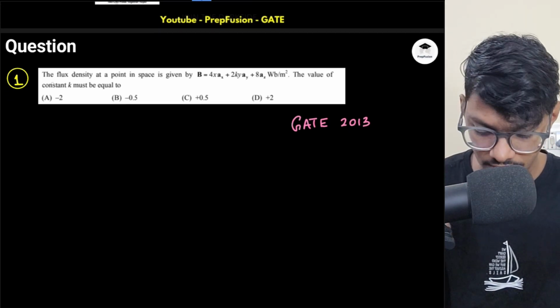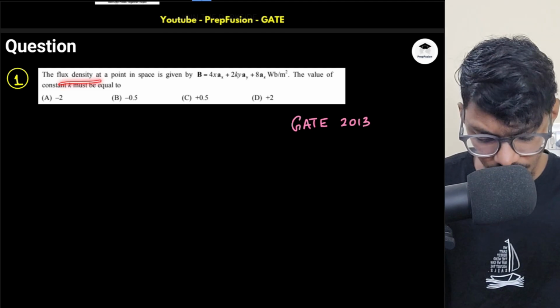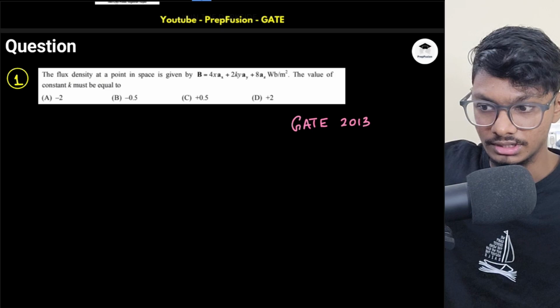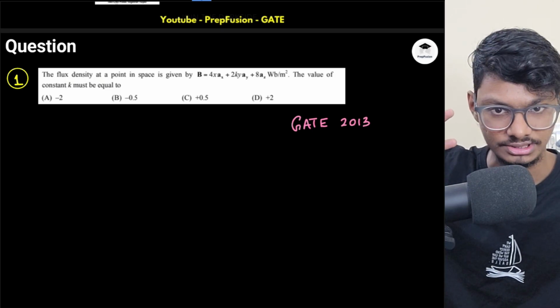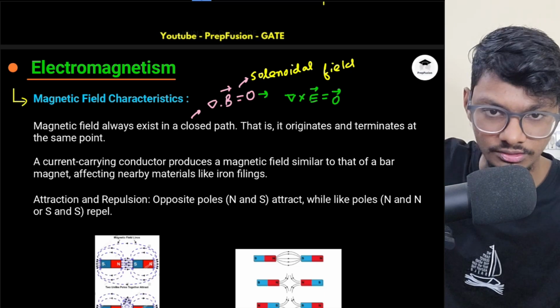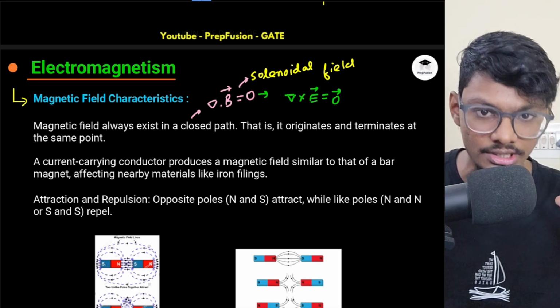Let's try to do that. The magnetic flux density. What is magnetic flux density? It is the same as electric flux density. That's the magnetic flux density, and I have already told you, this B is the magnetic flux density only. I will come to this. Don't worry, I will define this in a better way.